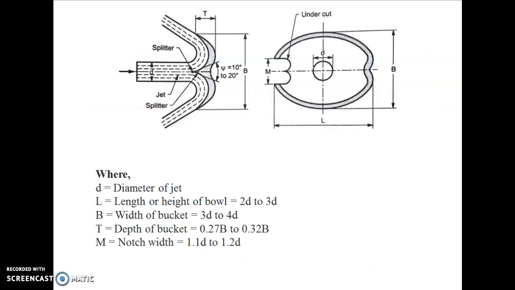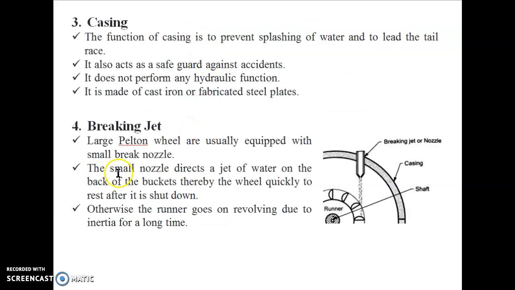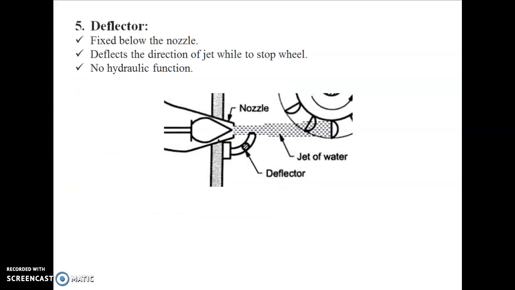We can see that in the next diagram. Suppose the jet is striking in this rightward direction, it will strike this bucket at this portion. This portion is nothing but the splitter. That splitter divides the jet into two halves, suppose half part in the upward and half part in the downward direction. So this is the main function of that splitter.